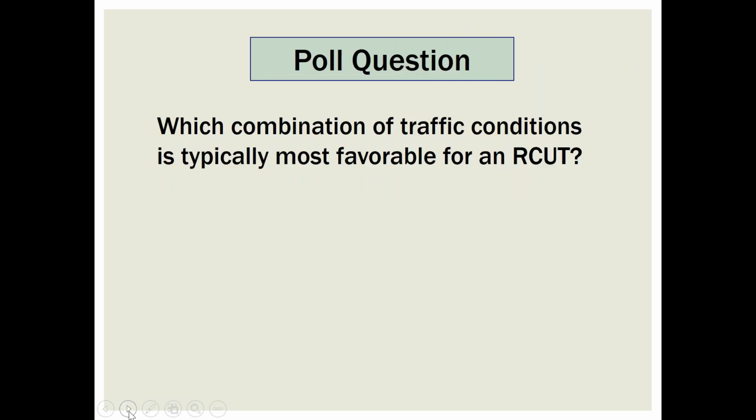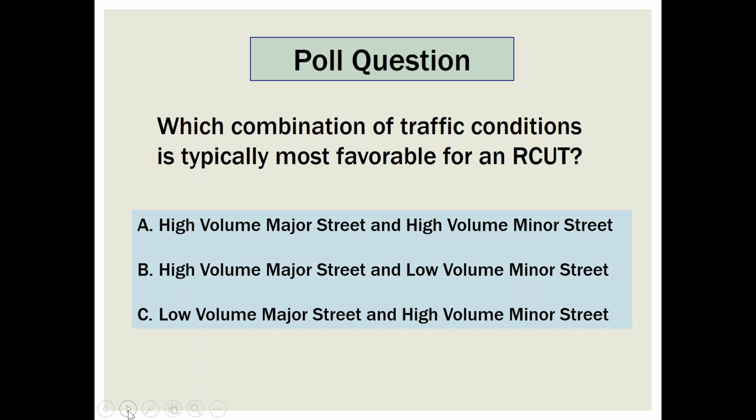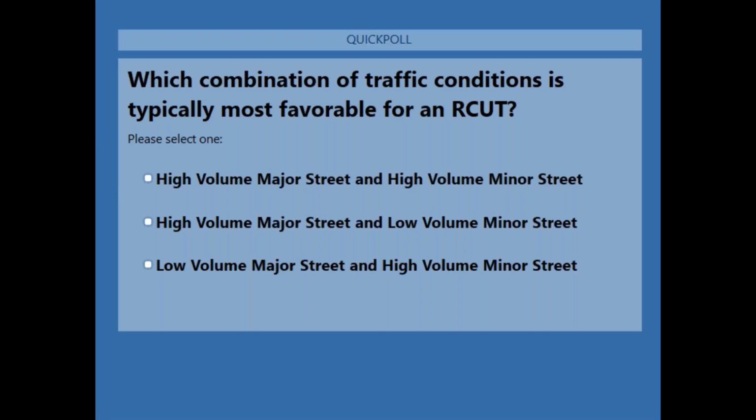So let me pull up a poll question here. If we think about combinations of traffic for what would be most favorable, I've given you 3 choices. High volumes on the major street and high volumes on the minor street, high volumes on the major and low volumes on the minor, low volume major and a high volume minor. I left out the easy one of low volume on both, because with low volumes, you can do almost anything. So I'm going to go ahead and open the poll.